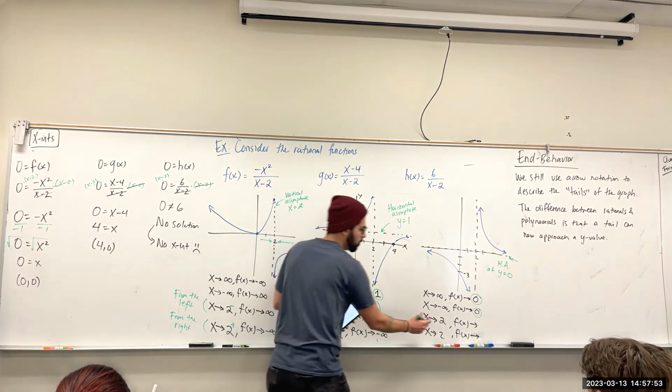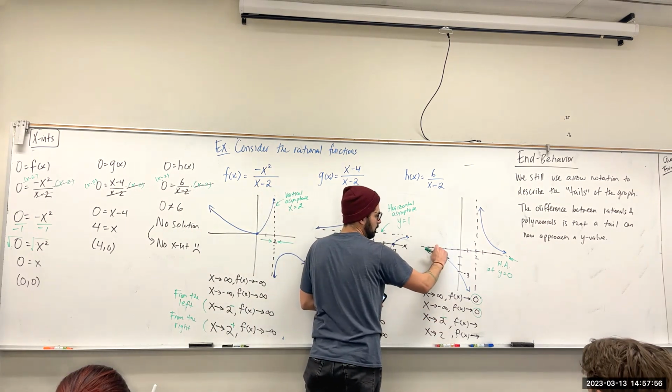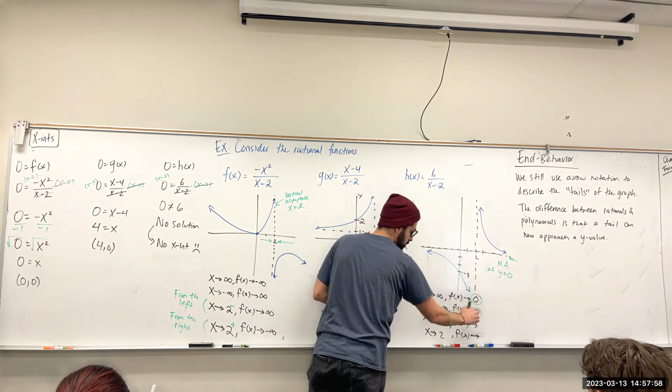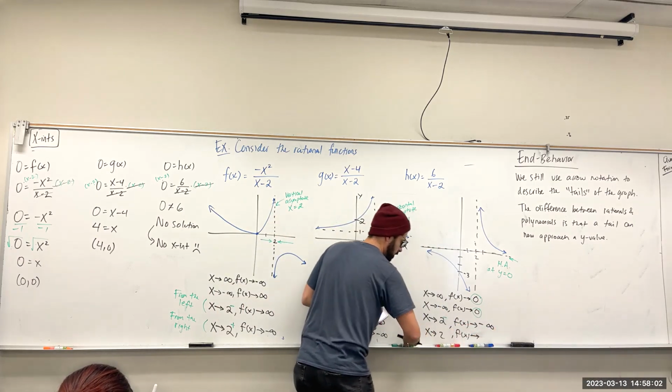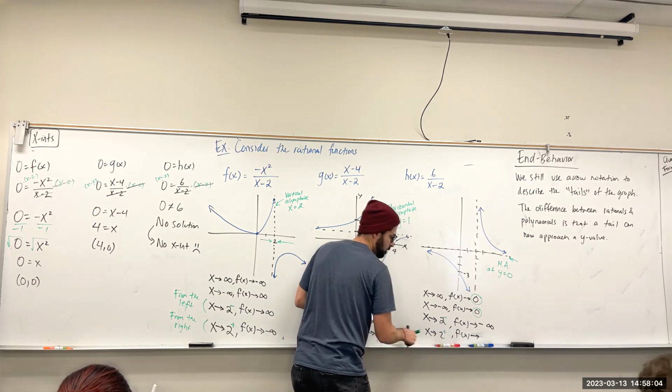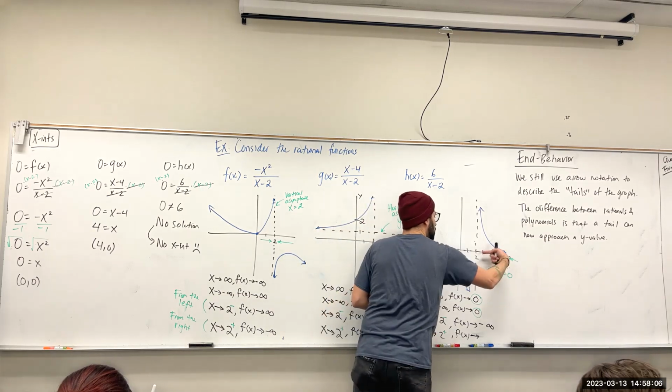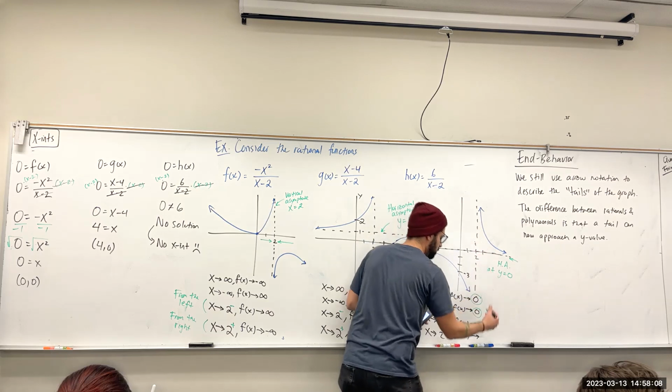So as you approach 2 from the left, the y values are going to negative infinity. They're going down. And as you approach 2 from the right, this way, the graph goes up.